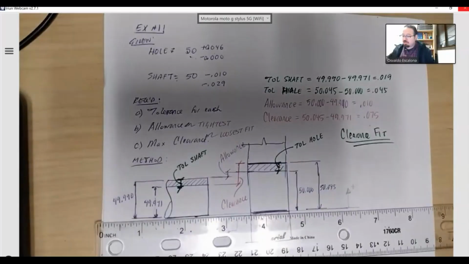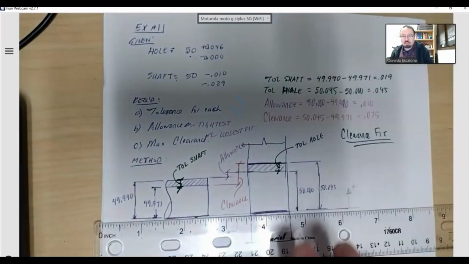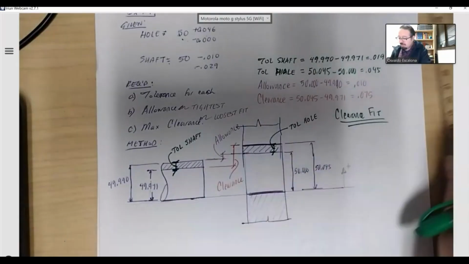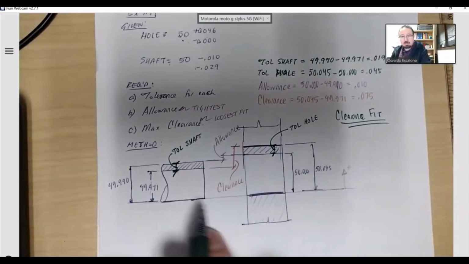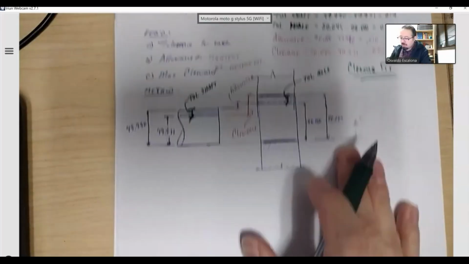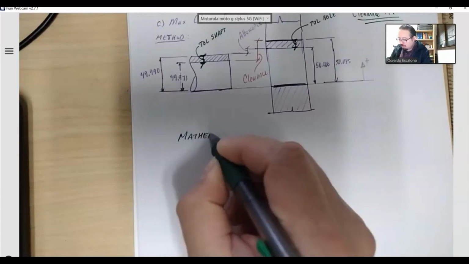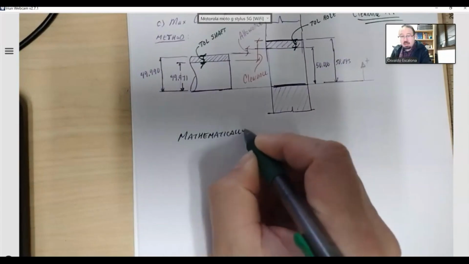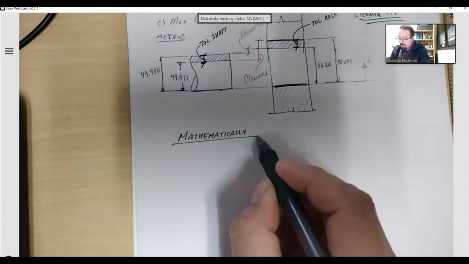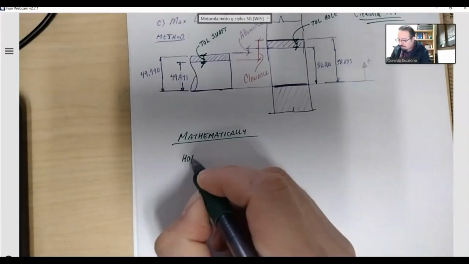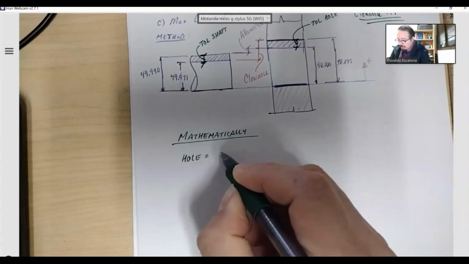Okay, now I'm going to do the same concept, but now I'm not going to be doing a sketch. I like to do the sketch because the sketch is nice and clean. I don't need to memorize anything. So mathematically, how are we going to do it? You should be able to do both mathematically and via the sketch. In order to do it mathematically, I need to grab the hole. I'm going to rewrite it here.